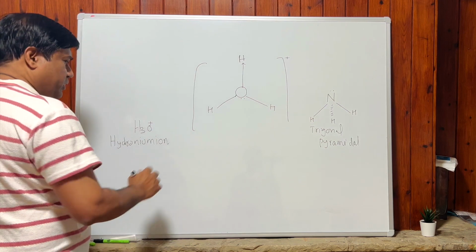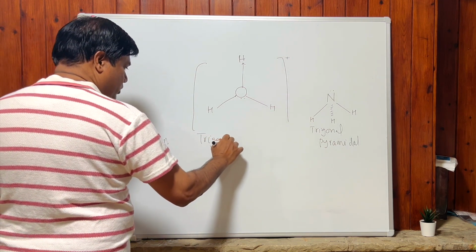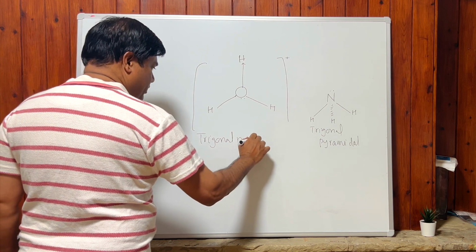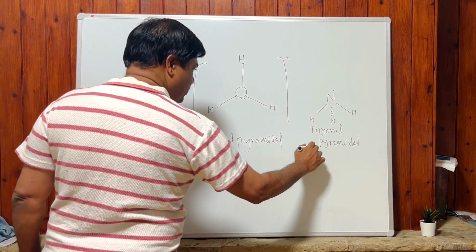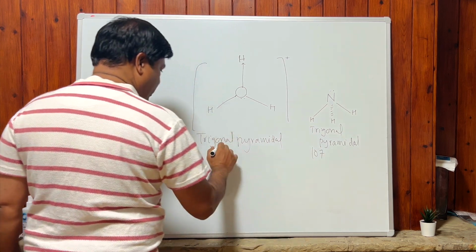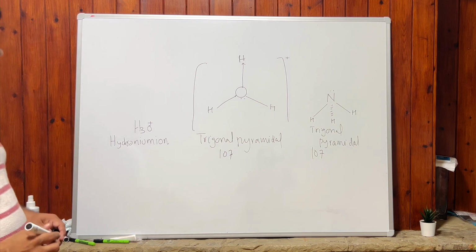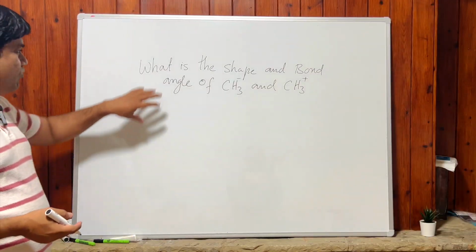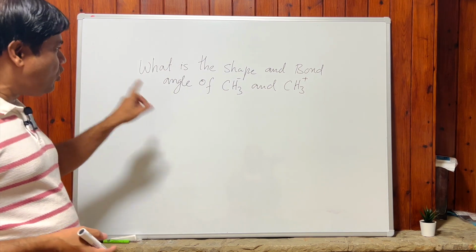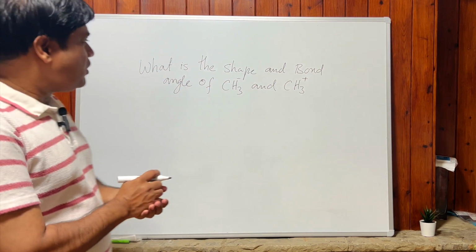Here it is the same, trigonal pyramidal, bond angle 107. Three bonded pairs of electrons and one lone pair. Can you do this question? What is the shape and bond angle of CH3 minus ion and CH3 plus ion?